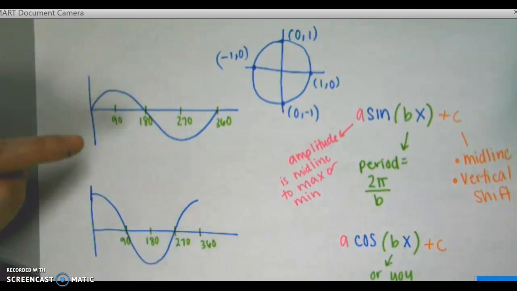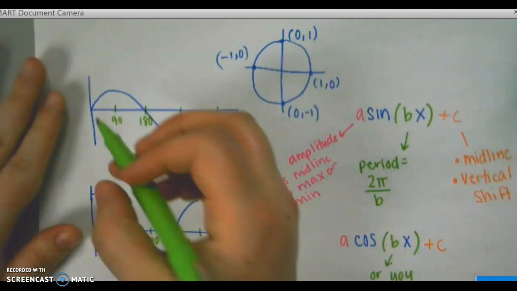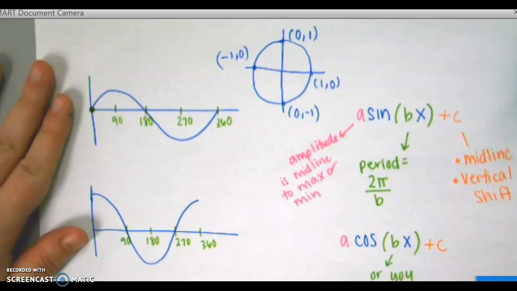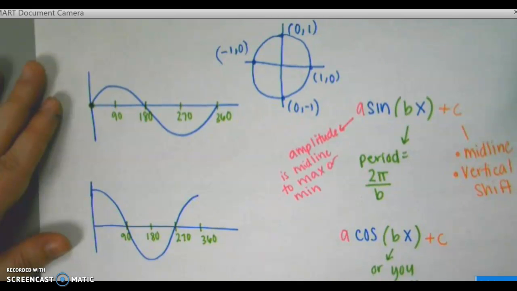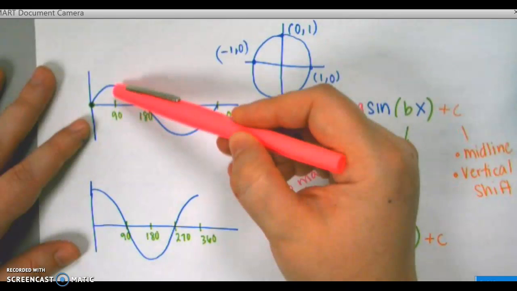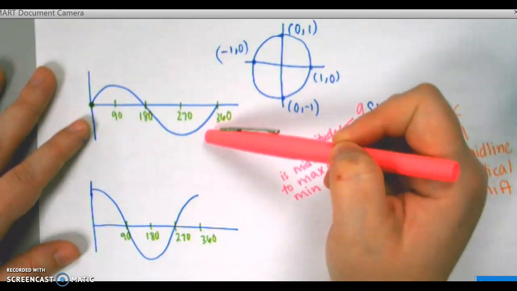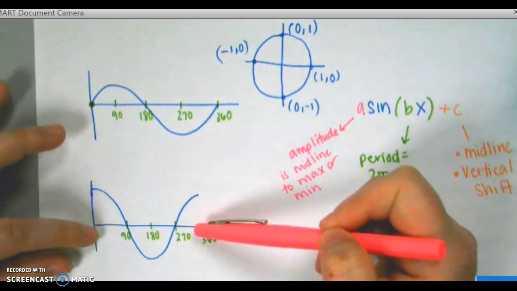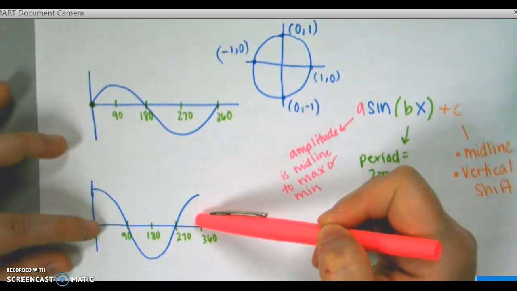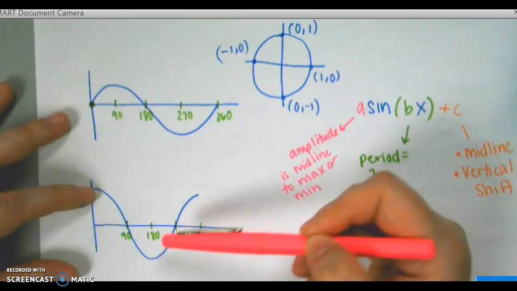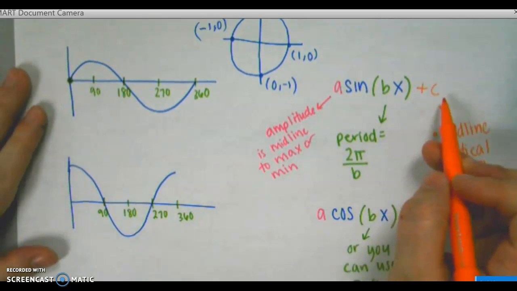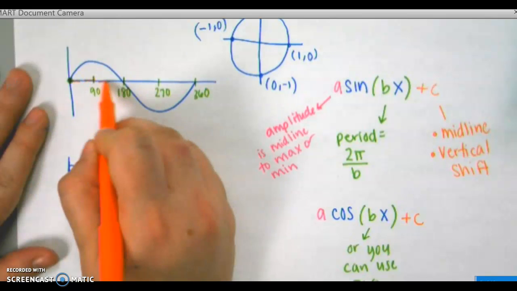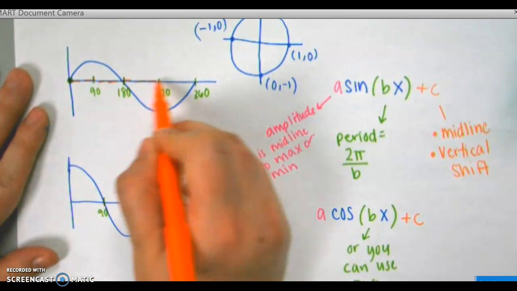So the difference between the graphs of sine and cosine. Sine should go through the midline. I obviously don't have very perfect drawing skills, but you should have an equal amount of space above this middle line as you have below. Same thing with cosine. This distance should be the same as this distance. So I am going to talk about this equation over here, but the midline is a part of the equation. Now this is the parent function, so everything is at 0, 0.